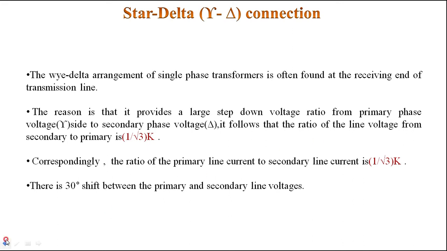That is the corresponding ratio, the ratio of the primary line current to the secondary line current is also 1 by root 3. At the same time, we are getting a phase shift of either 30-degree lead or lag in the case of star delta transformer. That we will see in the connection diagram and the phasor diagram.